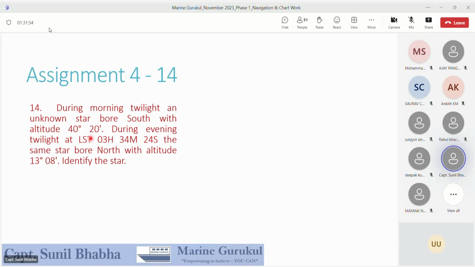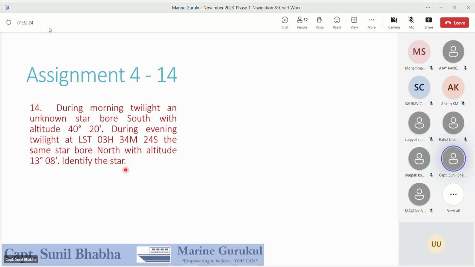A altitude of 40 degrees 20 minutes. During evening twilight at LST, local sidereal time, 3 hours 34 minutes and 24 seconds, the same star bore north with an altitude of 13 degrees 08 minutes. Identify the star.